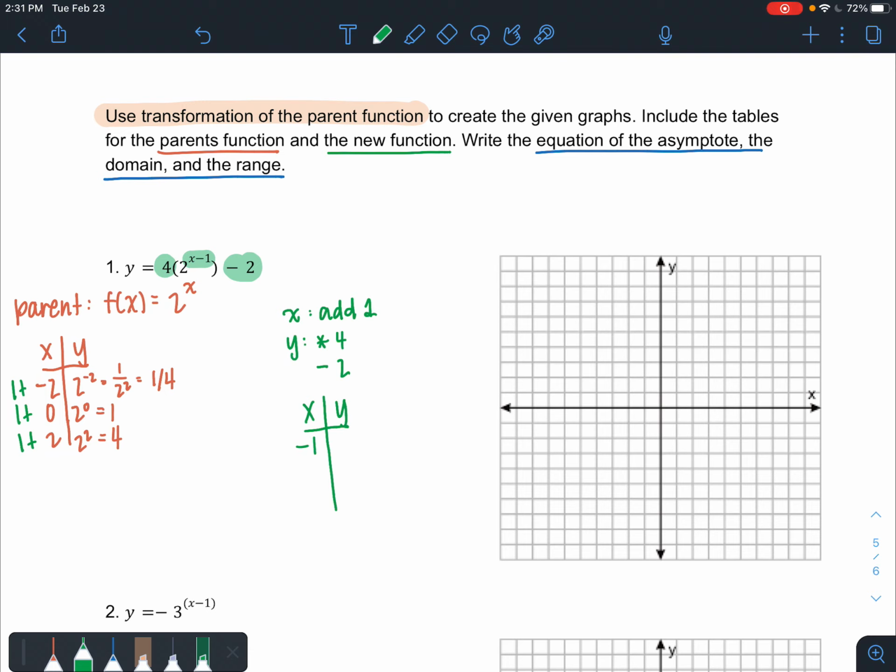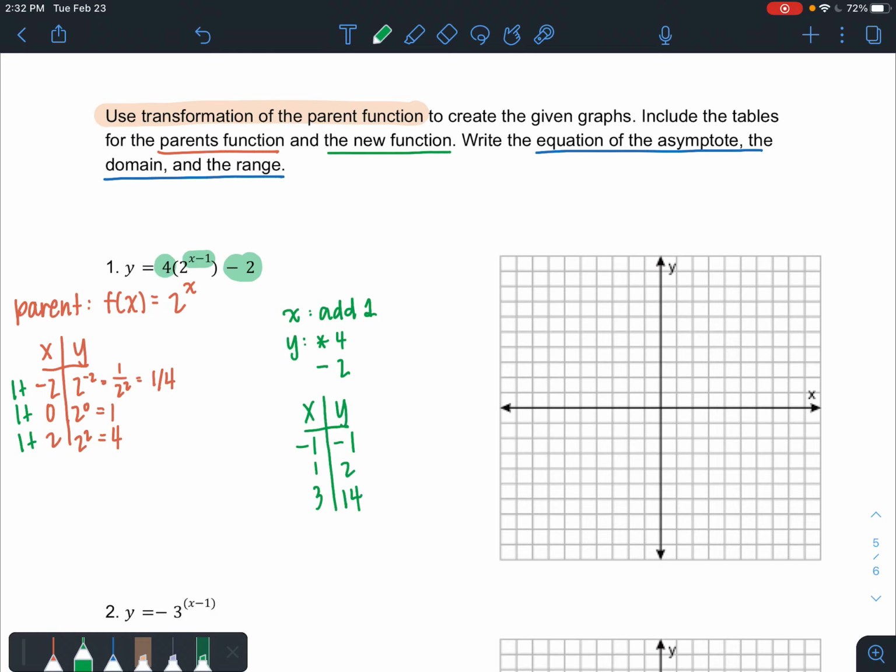So our x and y, adding 1 to each of these values, we would have -1, 1, 3, and then 1/4 times 4 is 1, minus 2 is -1. 1 times 4 is 4, minus 2 is 2, and then 4 times 4 is 16, minus 2 is 14.